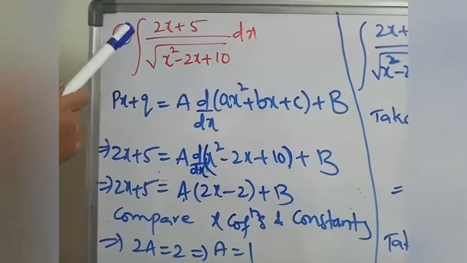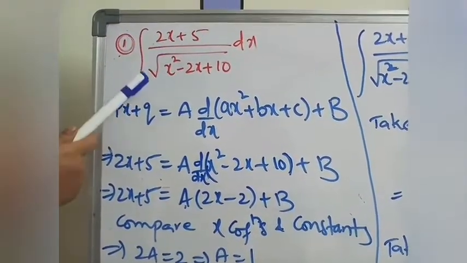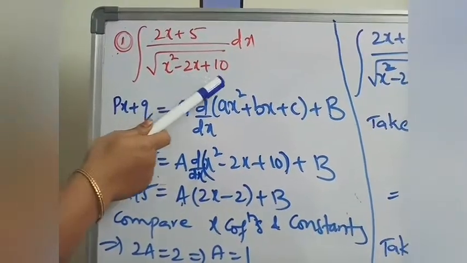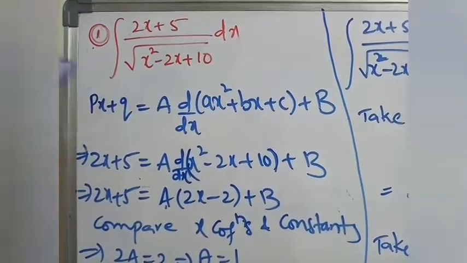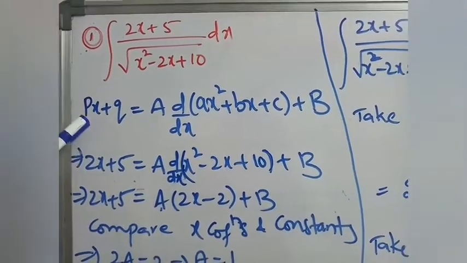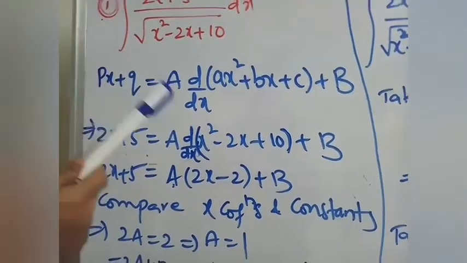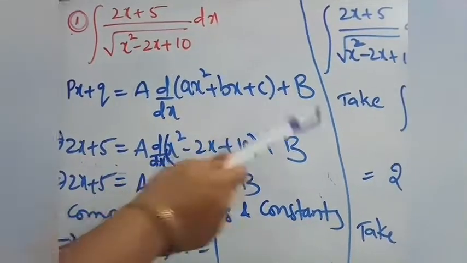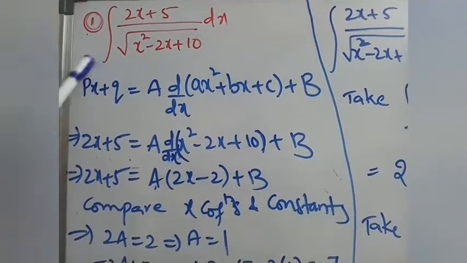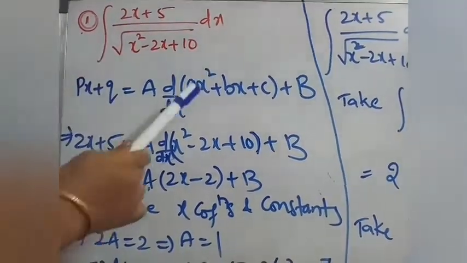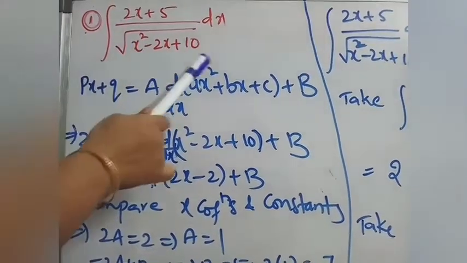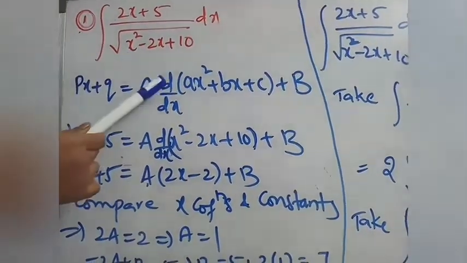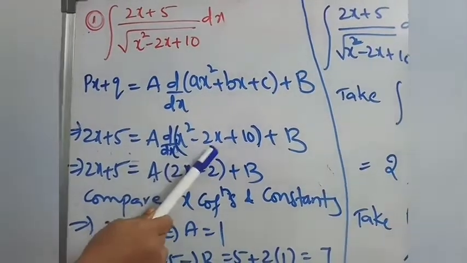See this question, it is in the form of px plus q by root of ax square plus bx plus c, that is a linear term and a quadratic term in the denominator. So what is our rule? Px plus q is written as a into the derivative of this quadratic term plus b. So take px plus q as 2x plus 5, and take this term only, don't take the root value, only d by dx of the ax square plus bx plus c term plus b.